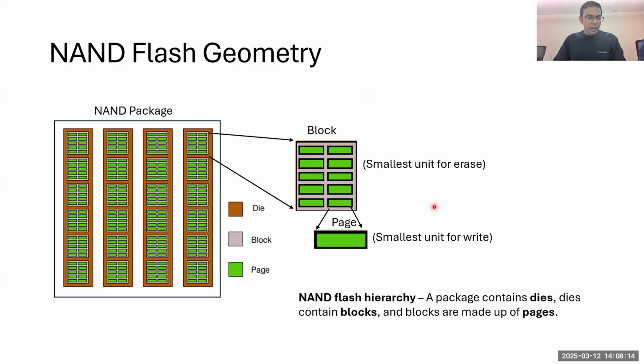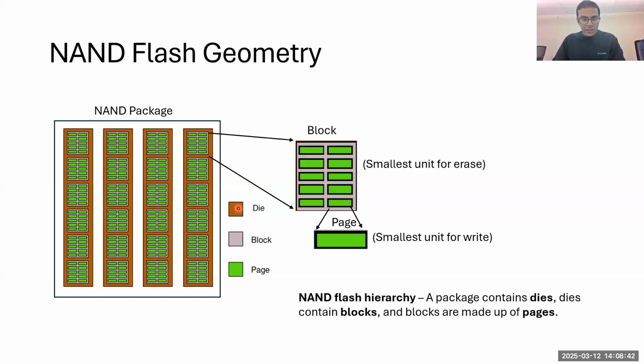So we'll look more closely, and as you can see, the NAND flash storage is organized in a very structured hierarchy here. At the highest level, you'll find the NAND package itself, which contains one or more dies. As you can see here, whatever you see in brown is a single die, and you can think of dies as individual memory chips inside the package. So in this example, there are 4 dies.